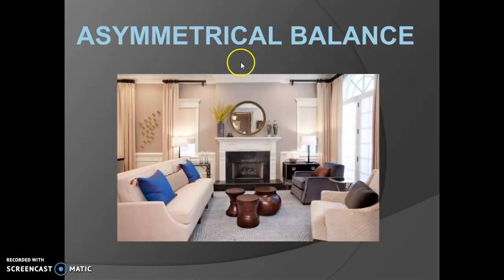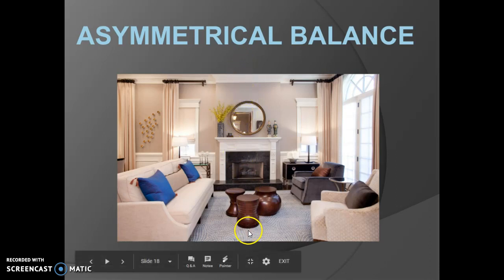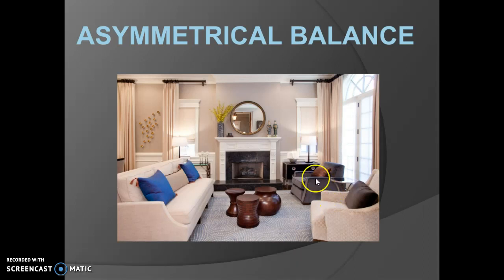And then in this space, again, let's put a line down the middle. Not the exact same, not two sofas on either side, but the visual weight is being balanced. These two chairs are balancing out this sofa on the left side.